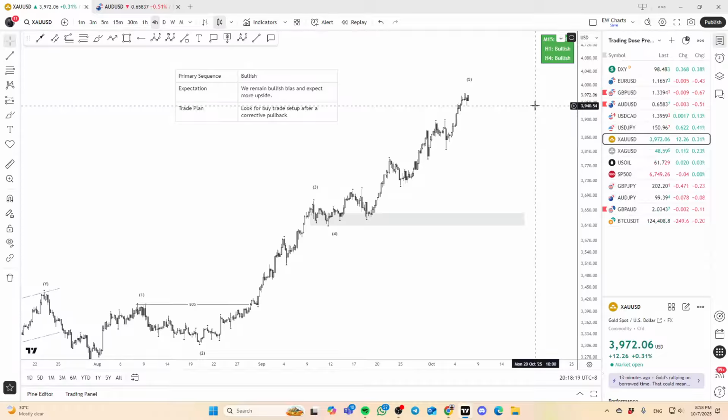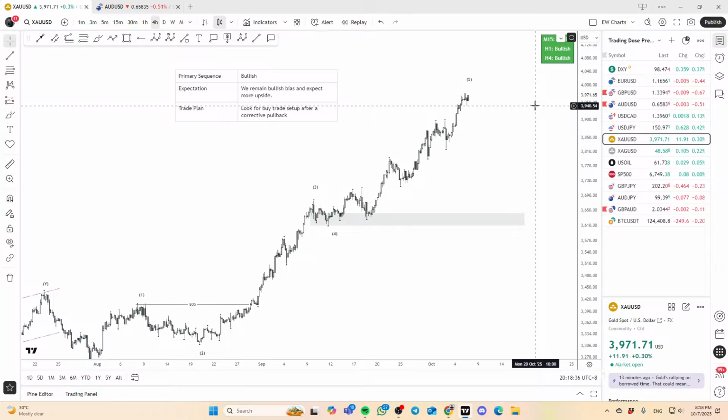So the take for gold and silver this week is going to be very similar to the yen pairs. My suggestion is just be patient, stay put, and wait for price to pull back before you jump in, because the logic is very simple.